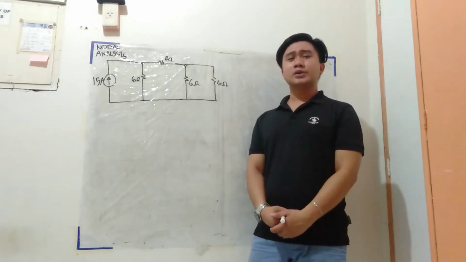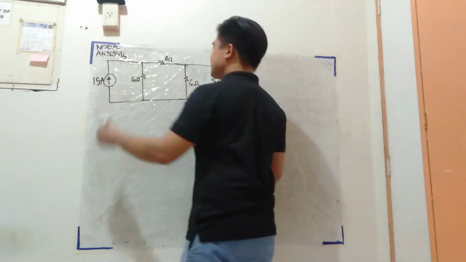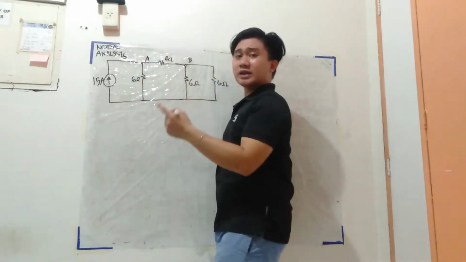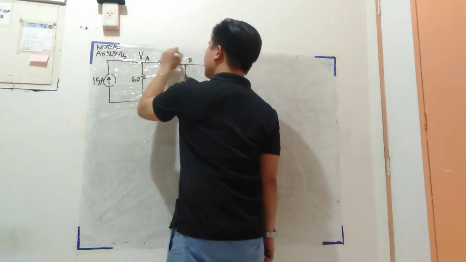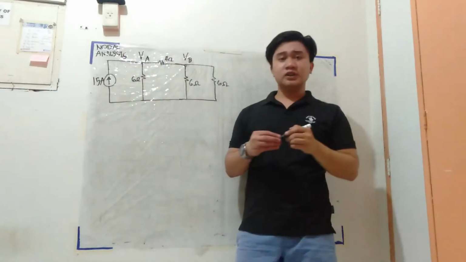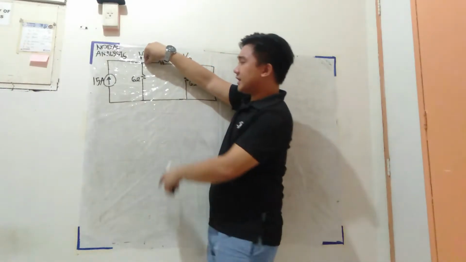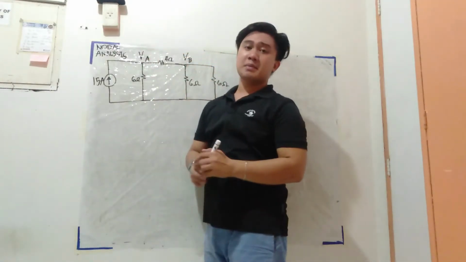Ano yung tinatawag na nodal voltages? Diba guys? This is node A and node B. May nodal voltages dyan. Yan yung VA and VB. Ang nodal voltages na tinatawag, kung magtusok ako dyan ng voltmeter, i-connect ko papuntang ground, yun yung mame-measure ko.